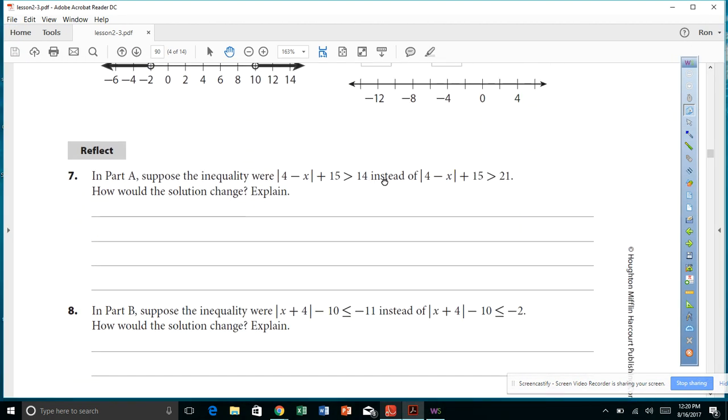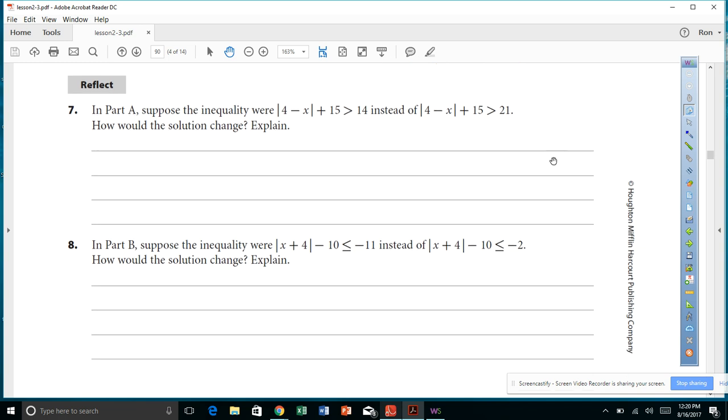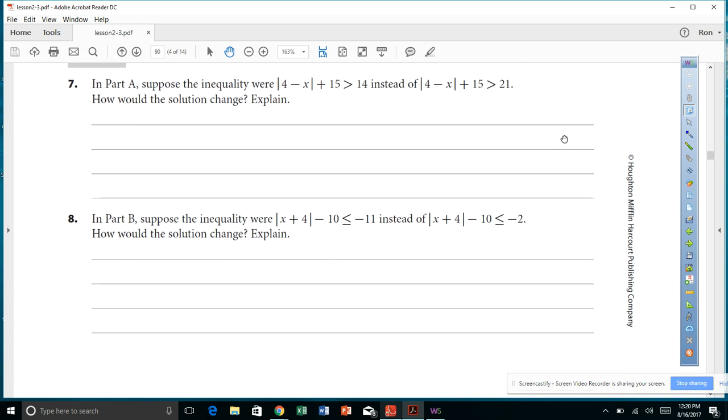Reflect. In part A, suppose the inequality were the absolute value of 4 minus x plus 15 is greater than 14 instead of greater than 21. How would the solution change?